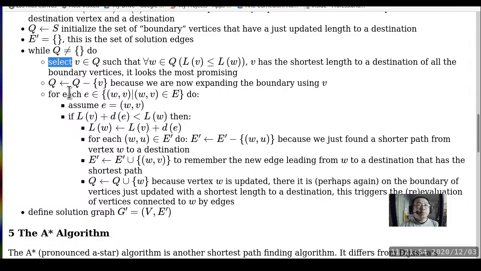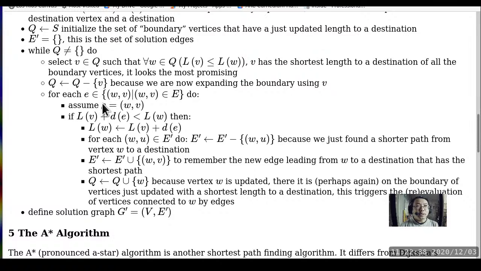The real expansion part is this for each loop. In other words, what we do is we look at e, lowercase e, and we are looking at all the edges that can lead from a vertex W to the vertex V that we have selected here. So we're looking at all the incoming edges into vertex V, because all of those vertices can go through V to get to a destination, because V already knows how to get to a destination. So all the vertices that connect to V can also now go through vertex V to get to the same destination.